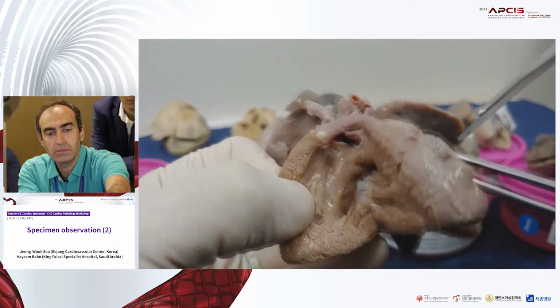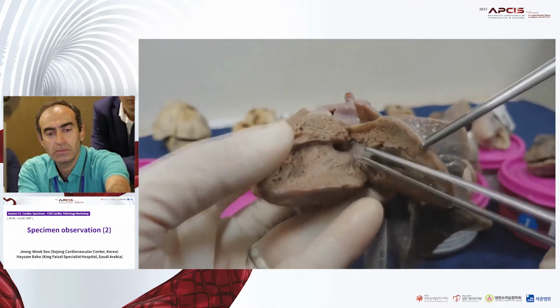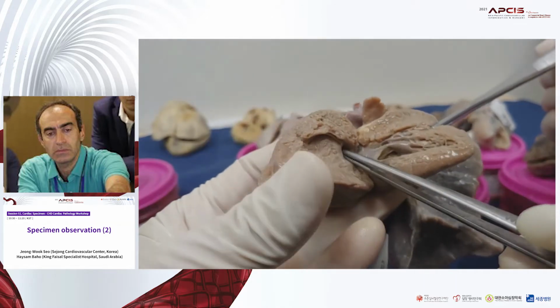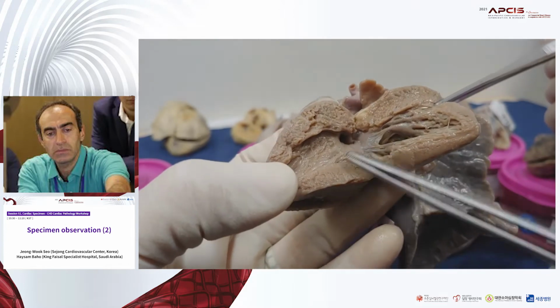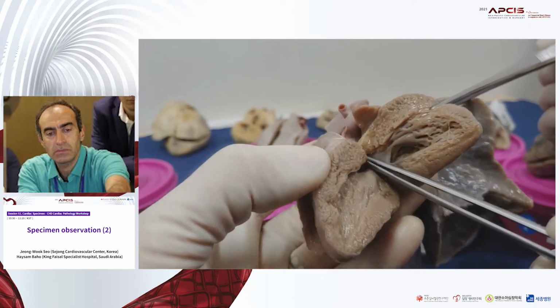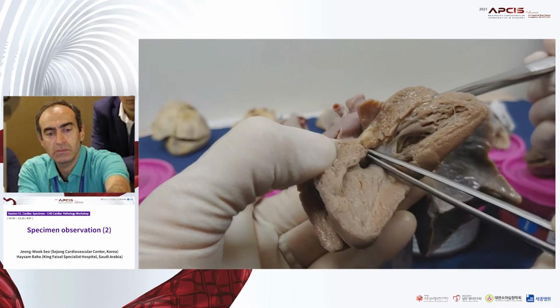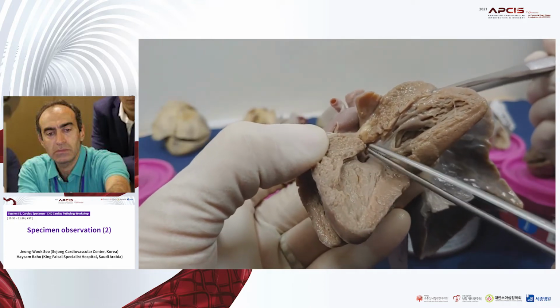So if we flip and look at the left ventricular side here, we can see the defect from this end, and here's the interventricular septum. You can see how it's causing narrowing of the left ventricular outflow tract.